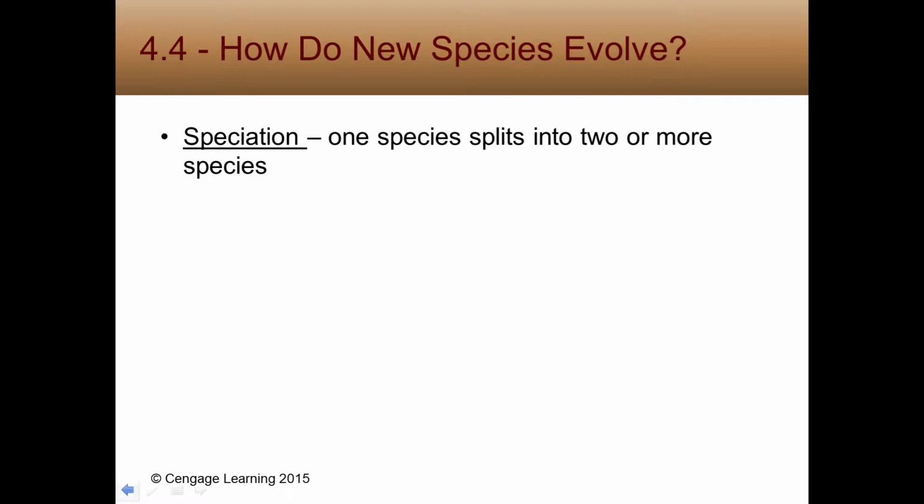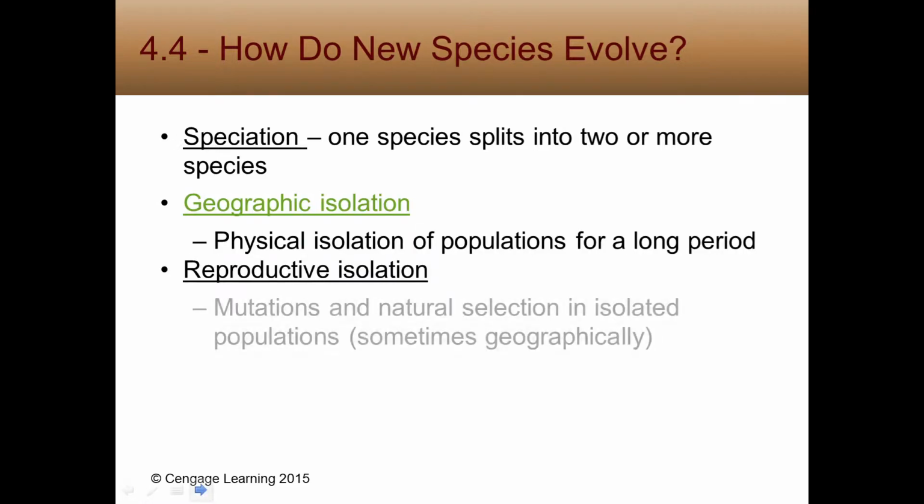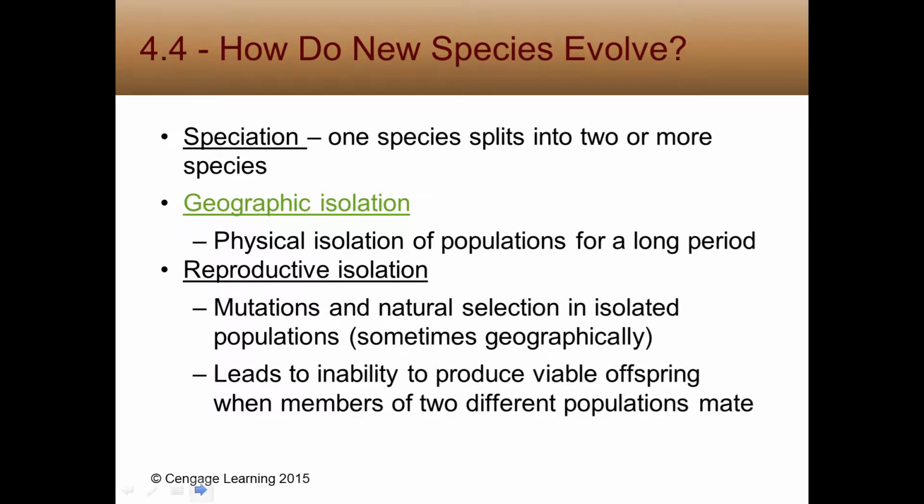Okay, so this is number 9 and 10. So we need to look at organisms that, if you think about the definition, can no longer mate in nature and produce viable, fertile offspring. So you're really looking at this part of the definition right here. The inability to produce viable offspring when members of two different populations mate. We call that reproductive isolation.